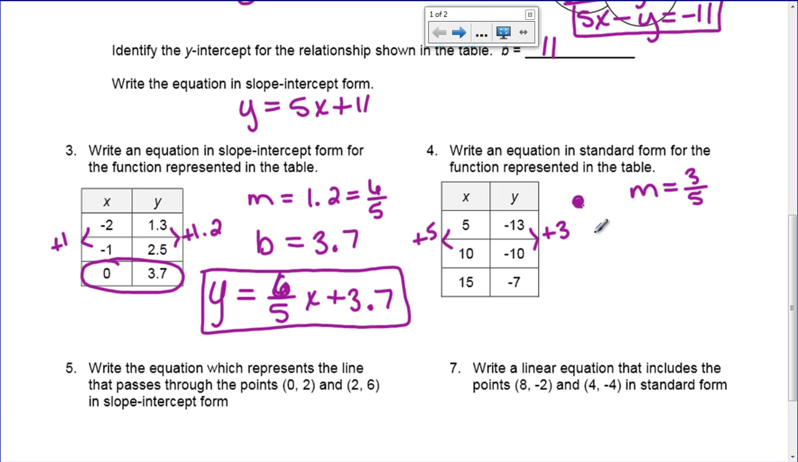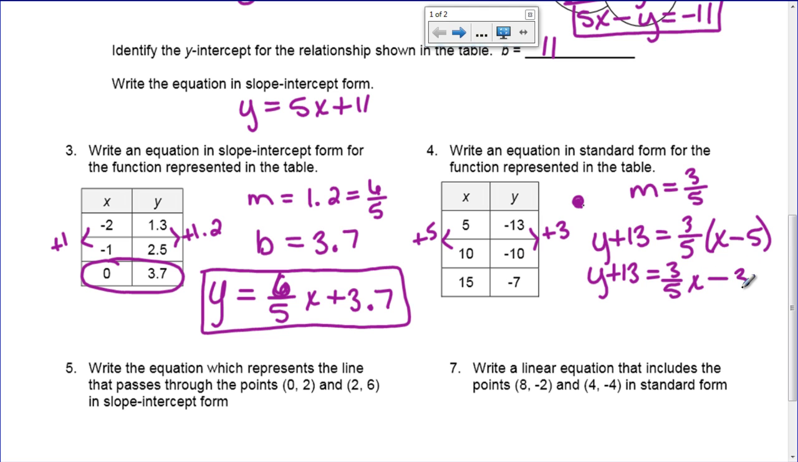So in point slope form, I'm just going to use this first point right here, this 5, negative 13. So I'm going to do y minus negative 13, so it becomes plus 13, equals your slope 3/5 times x minus your x1, so x minus 5. So we'll distribute. So I have y plus 13 equals 3/5 x. And when I do 3/5 times 5, the 5's cancel, leaving me with just a 3.